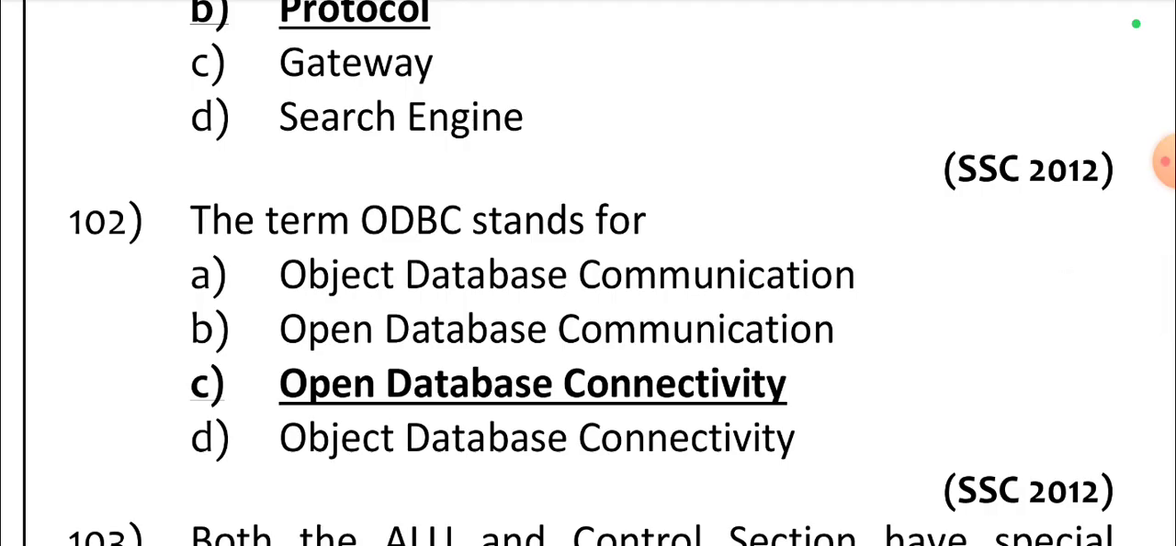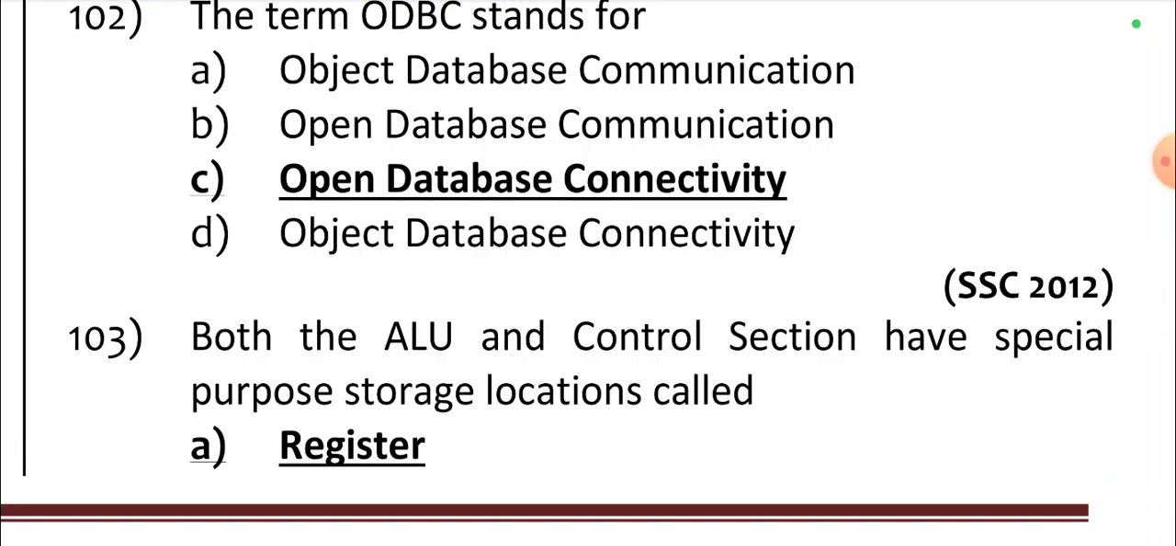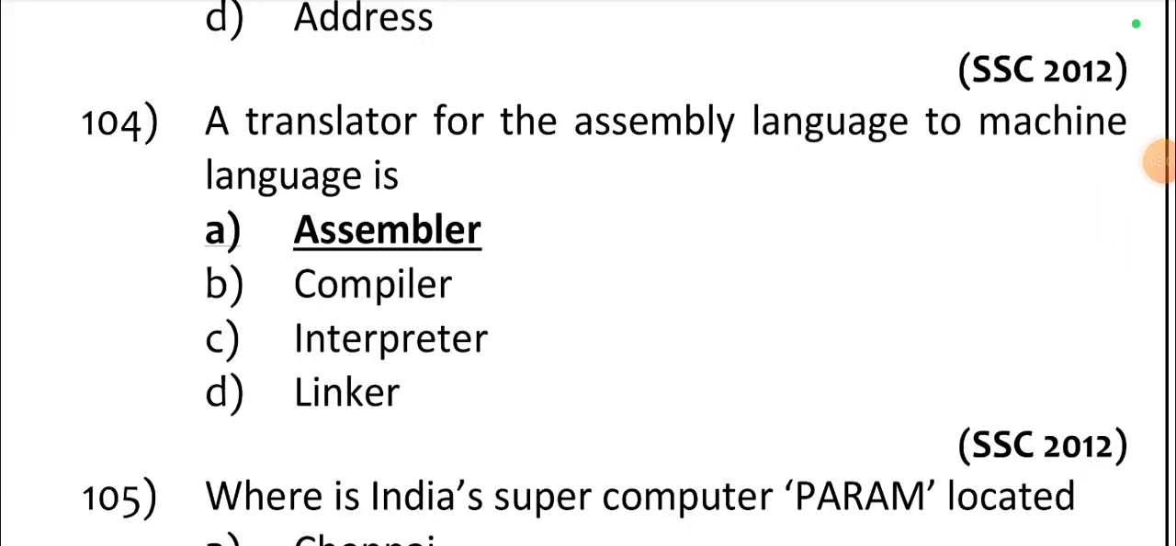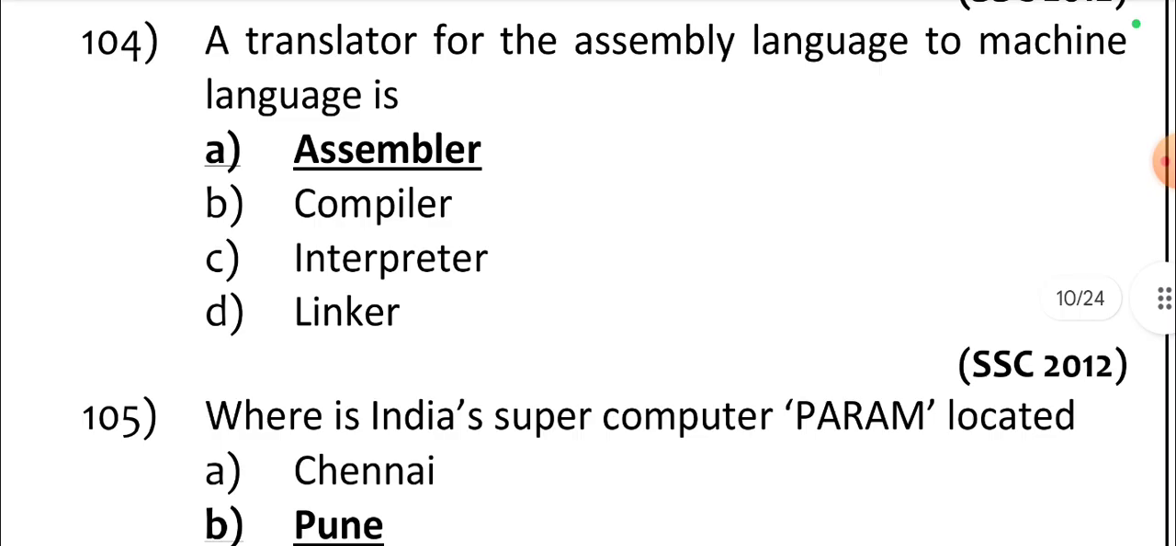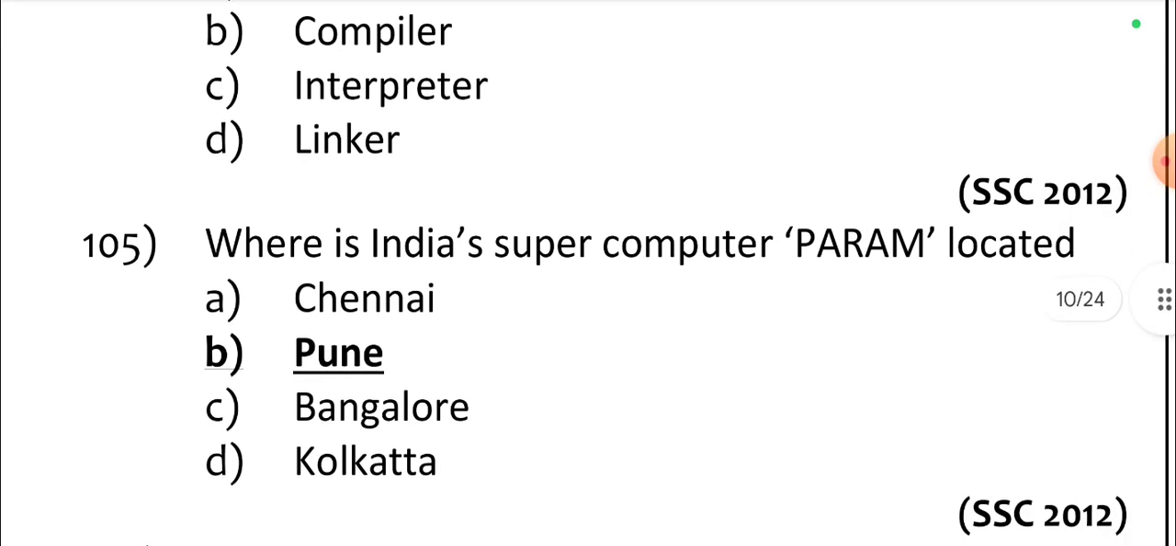ODBC means Open Database Connectivity. Both the ALU and control section have special purpose storage locations called registers. Translator for the assembly language to machine language is assembler. Where is India's supercomputer Param located? Pune.